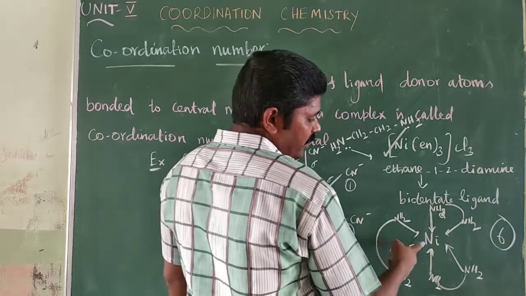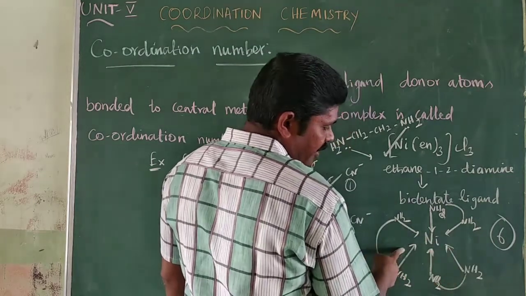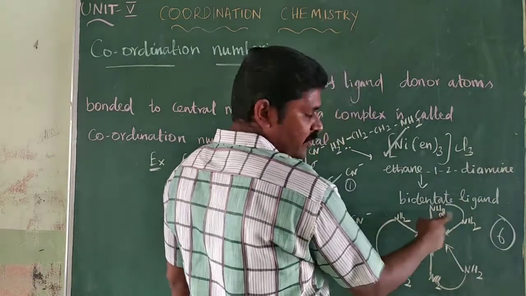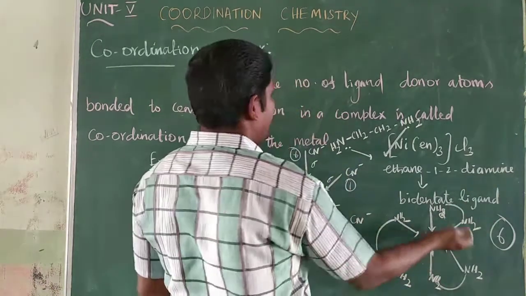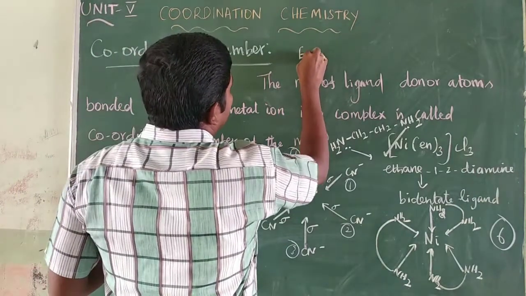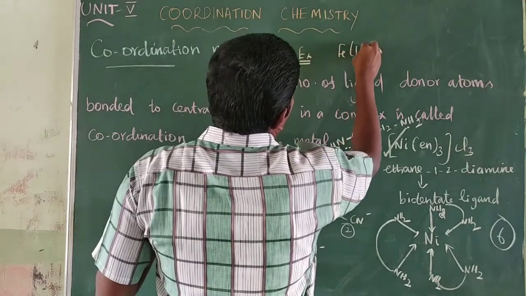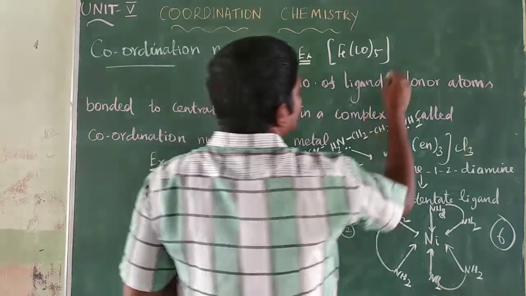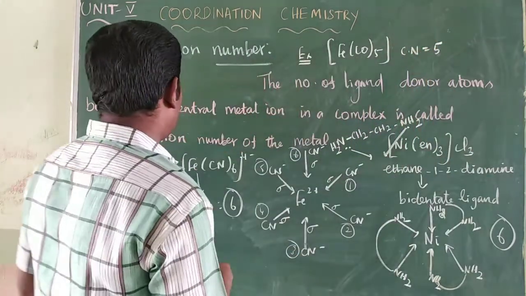Okay, so the coordination number is equal to the number of sigma bonds, 1, 2, 3, 4, 5, 6, between the ligand and central metal. Right, coordination number 6. Another example, Fe(CO)5. So CO is a monodentate ligand. So coordination number 5.